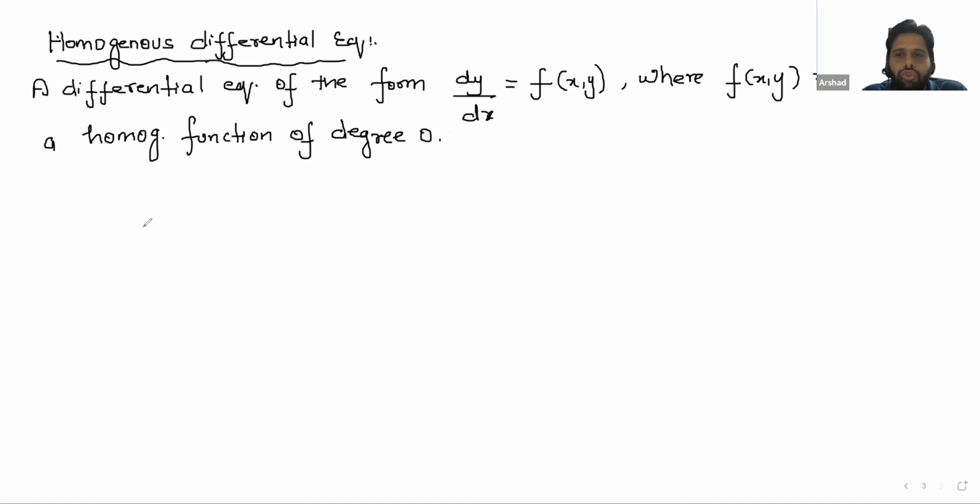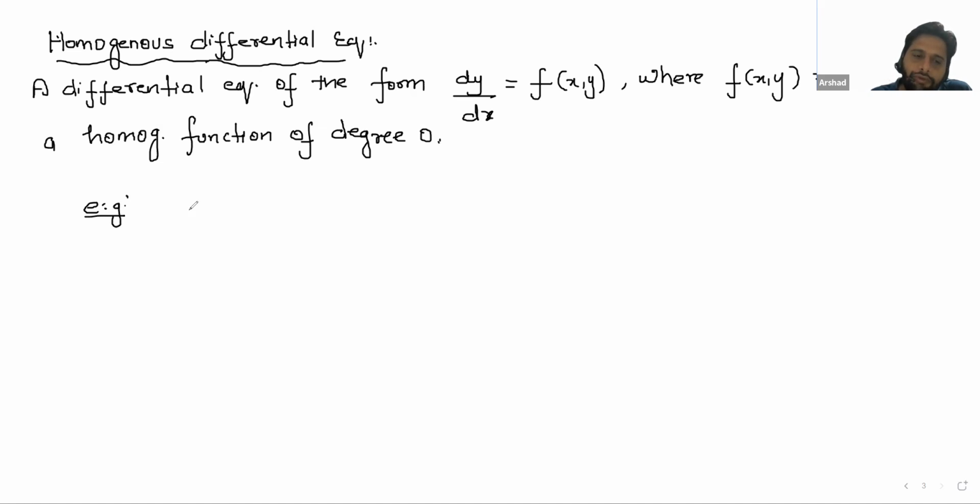The last topic was homogeneous function. So we checked in the last topic whether a function is homogeneous or not. Here we are saying homogeneous differential equation, that is, whether the differential equation is homogeneous or not. So our differential equation is of the form dy by dx is equal to f(x, y), where f(x, y) is a homogeneous function of degree zero. Okay. So I will give you an example.